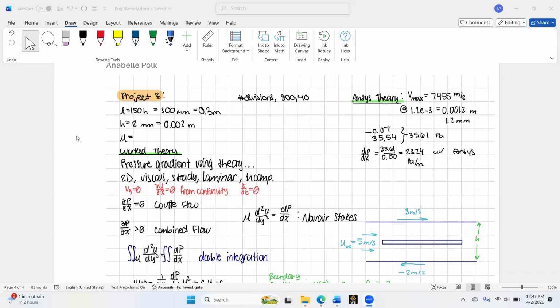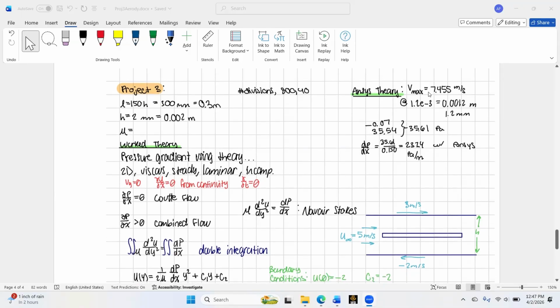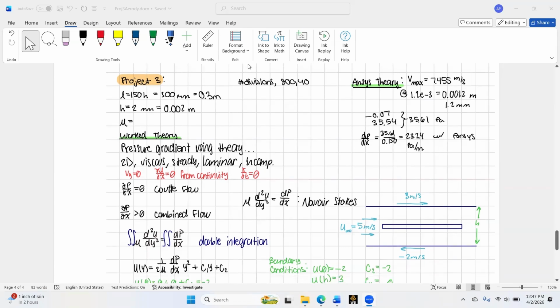This is part 2 of Project 3 for Dr. Ozbay, simulating a combined Couette-Poiseuille flow. Previously stated, from our ANSYS theory, I found that our max velocity was 7.455 meters per second at approximately 1.2 millimeters on the y. And then we found that our dpdx, our pressure gradient, was 237.4 pascals per meter.